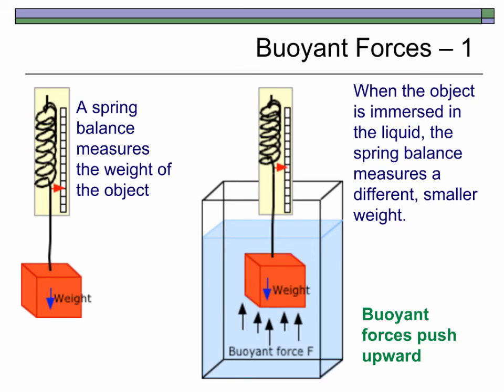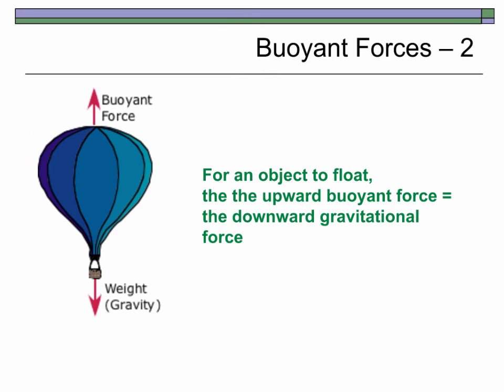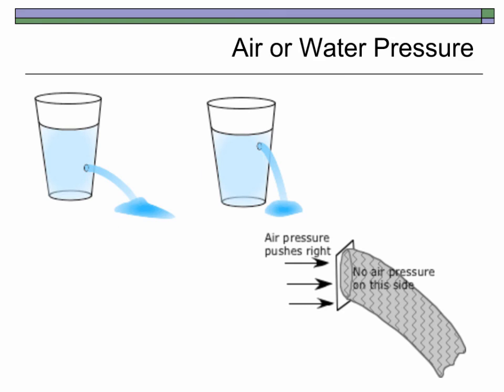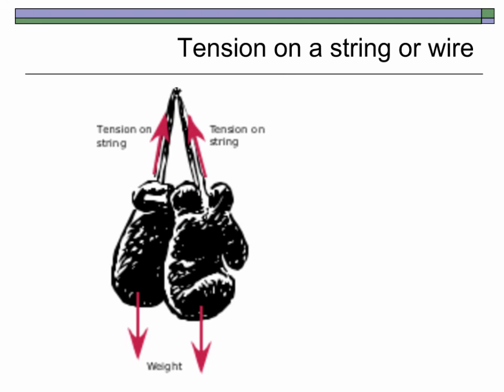Buoyant force is what causes objects to be pushed back up when pushed down in the water. Or it's also what makes an object rise, like a hot air balloon when gravity is pulling it down. We also have air and water pressure. The bigger a hole is, the more water will come through it. The smaller it is, the more pressure you're going to get.